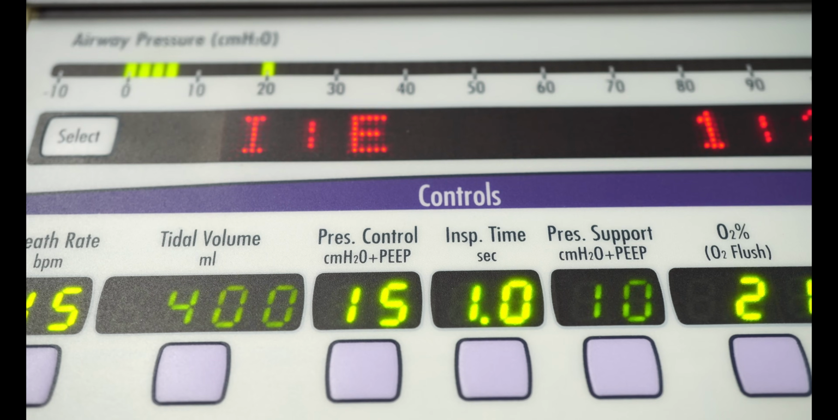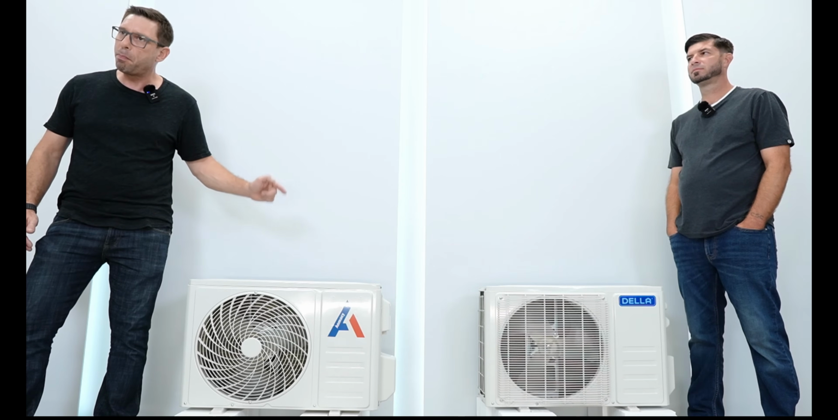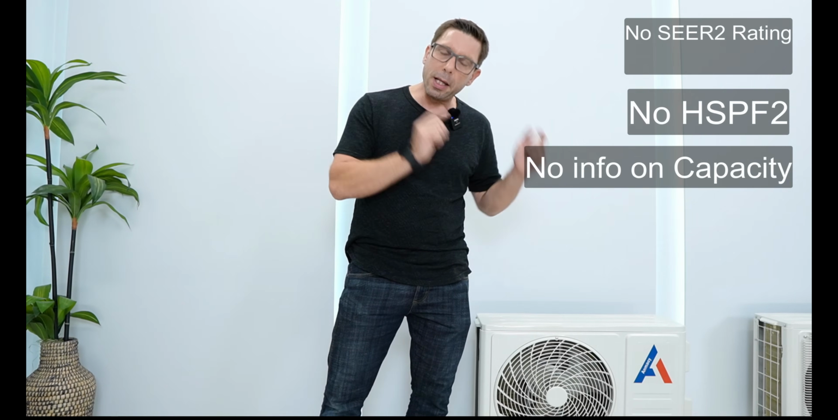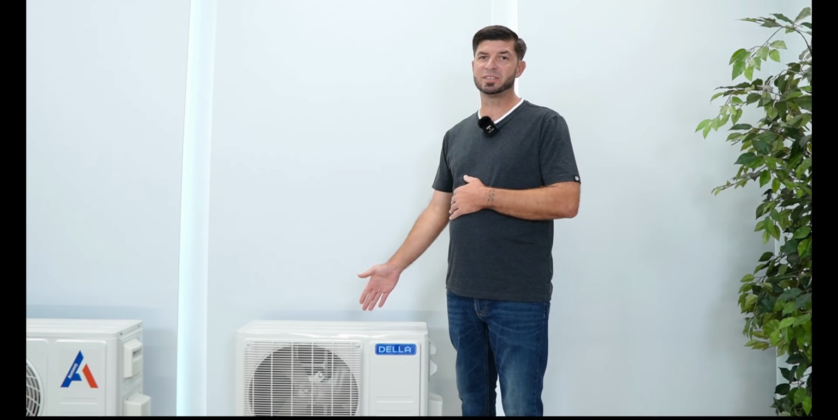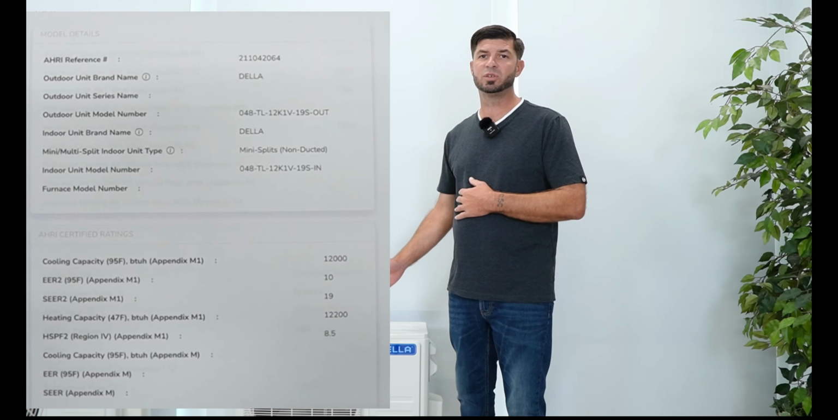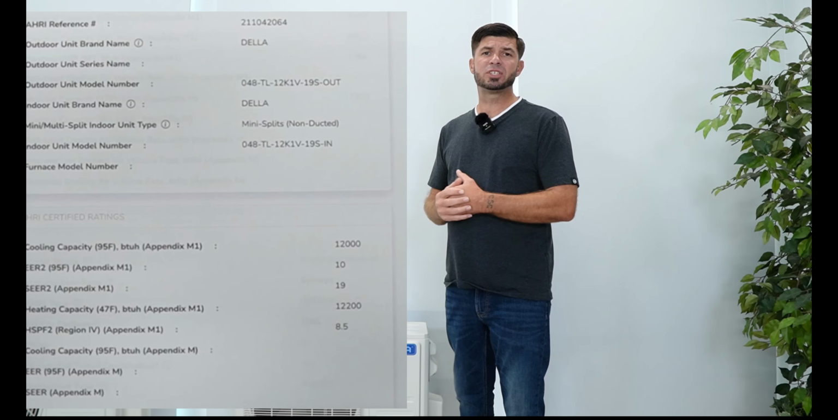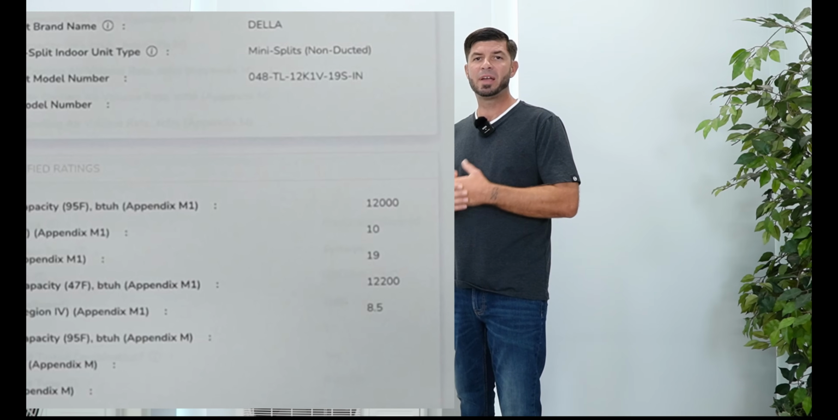To simplify this, the manufacturer sends the equipment to the AHRI testing lab. There, the equipment undergoes testing to identify its capacity and efficiency. In this case, there's no AHRI certification backing up their claims. There is no certification for SEER2 rating, heating efficiency, and capacity. But this one has it. I put it on the screen for you guys so you can see. The certification shows that this unit has a nominal capacity of 12,000 BTUs at 95 degrees Fahrenheit. Cooling efficiency rating is 19 SEER2 and the heating efficiency rating is 8.5 HSPF2.